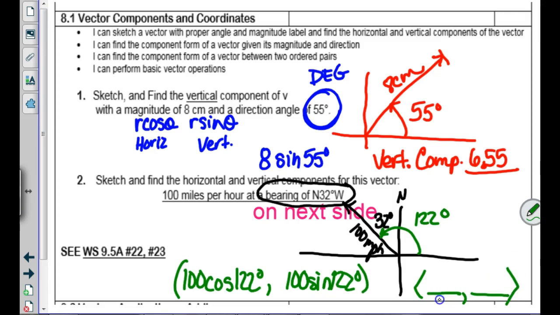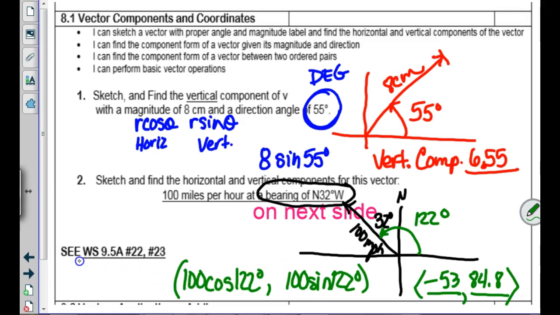Can anybody tell me what decimals they get for those? Should be a negative and then a positive, right? (100 cosine 122, 100 sine 122). Got negative 53 and 84.8 roughly. Any questions on that one? All right, then they get a little more complicated.